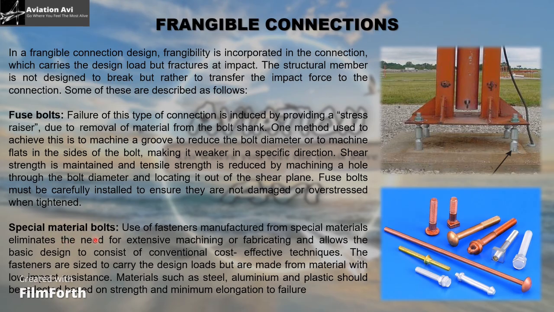Special material bolts. In this, as you can see, there are different materials of bolts used. So for example, if you are making two connections, two rods joining, and if you join them with a weaker bolt, ultimately it will break at the weaker bolt part. So this is what the special material bolts are. These are made from special materials which are designed to break away first rather than breaking the whole structure.